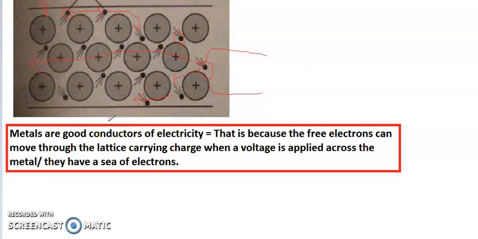Now, if a question comes up asking why metals are good conductors of electricity, you simply have to mention this point, that they have a sea of electrons. Your answer will most probably not be accepted if you do not mention this, okay? They have a sea of electrons, which is why they can easily transfer or carry electrical charges, okay?